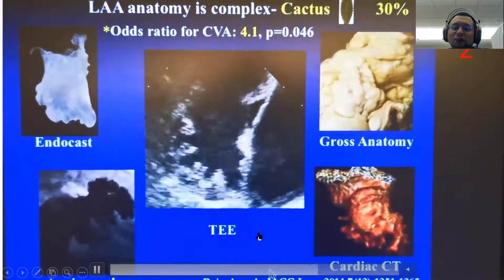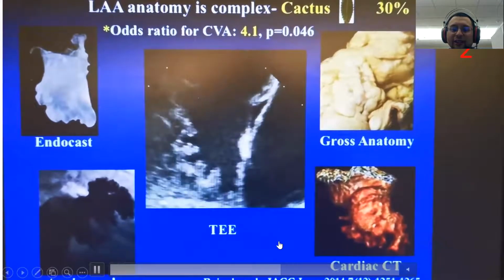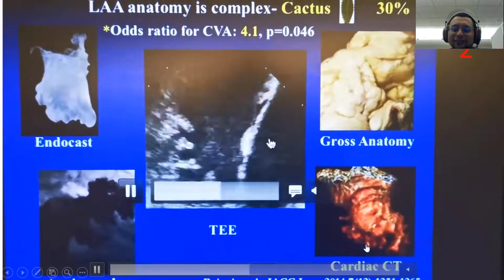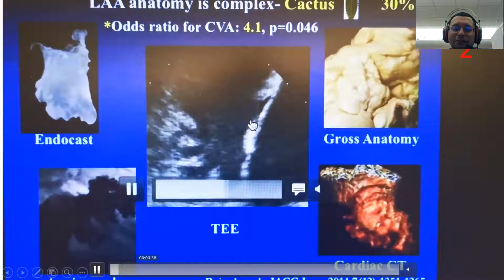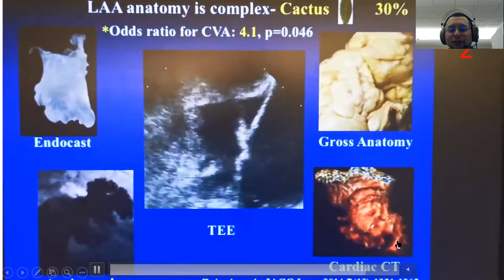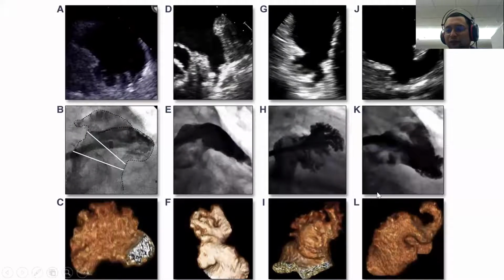Basically, both cactus and cauliflower have a higher risk of stroke than chicken wing. So it's like pattern recognition. When we learn about left bundle branch block and right bundle branch block, I can never describe them. I can only remember the look. So this is cactus. Okay. So these are the 4 different types of LA appendage.